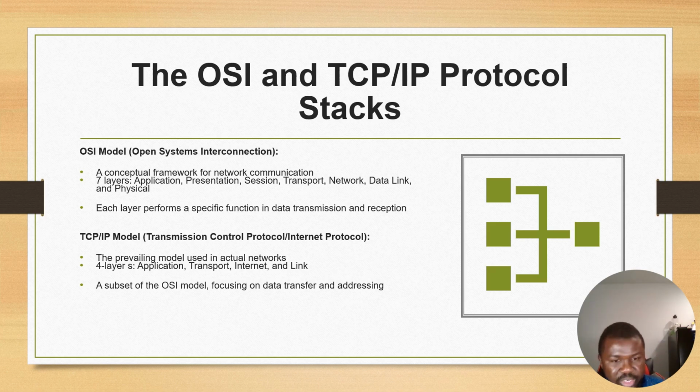the most prevailing model that's typically used in actual networks today. It's made of 4 layers, which will be a subset of the OSI model. These layers are application, transport, internet, and link. The focus of the TCP/IP model is on data transfer and addressing.